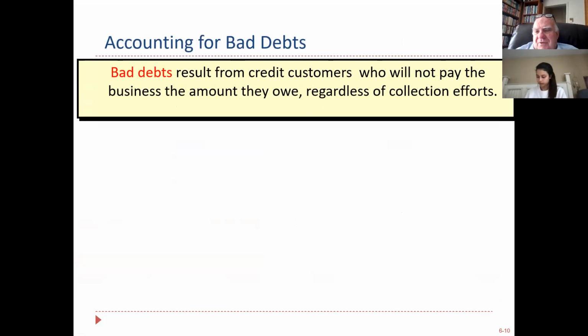Okay, now here's where we get a little tricky. Bad debts expense. We have to anticipate the fact that not everybody pays their bills. Isn't that something that you probably didn't know? Bad debts result from credit customers who will not pay the business the amount they owe, regardless of our efforts to get on their back and collect it. And what we must do, Kaylee, is anticipate this number as best we can.